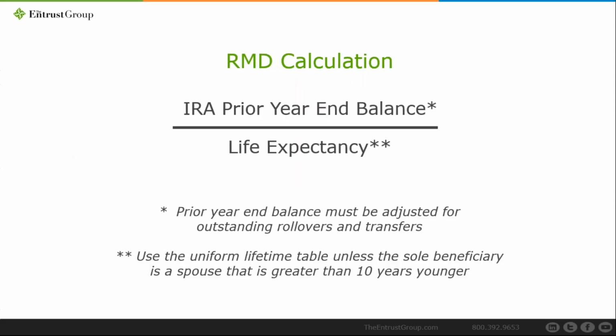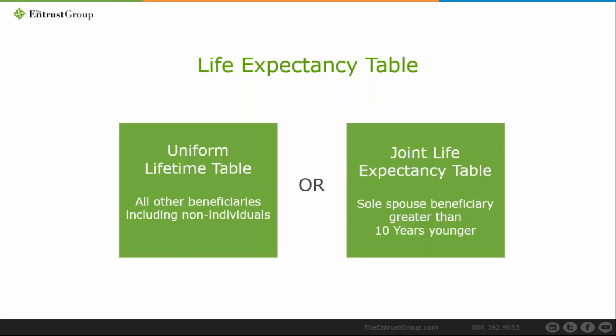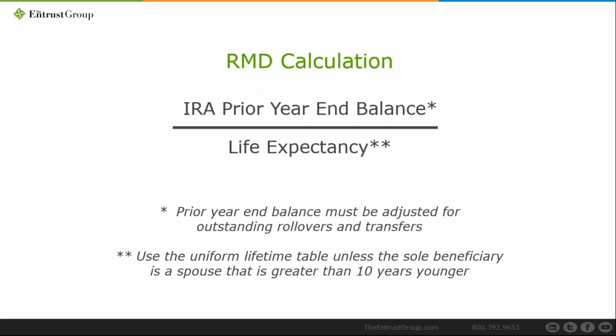Now, how do we calculate an RMD? Now, some of you folks have systems that calculate RMDs, but if you're going to calculate it manually, this is how it works. Take the prior year end's balance. In other words, if you're calculating an RMD for 2021, you use tax year 2020's year-end balance. In other words, the fair market value for tax year 2020. From there, it has to be adjusted. I will talk about the adjustments in a second. Once you get the prior year-end balance, you divide it by a life expectancy. Now, let's take a look in greater detail at what that means to have the prior year-end balance as a part of that calculation. Right? The prior year-end balance must be adjusted by outstanding rollovers and transfers.